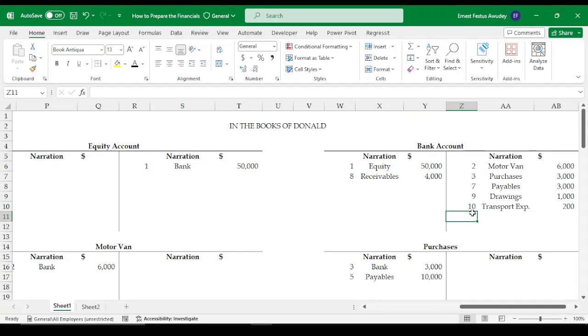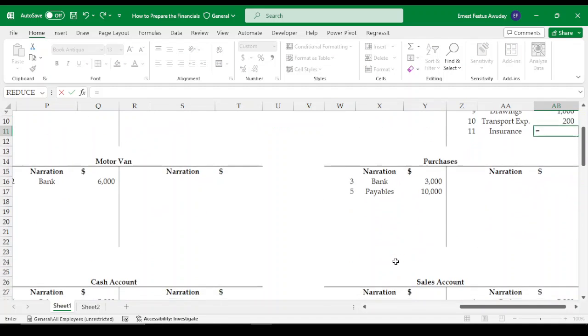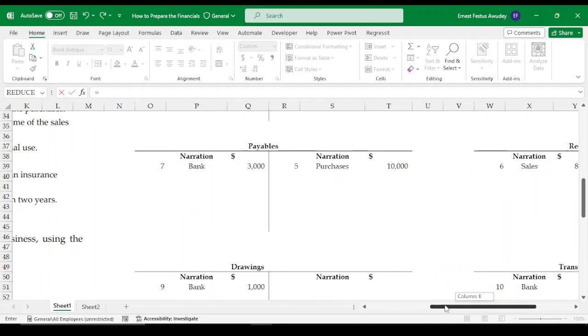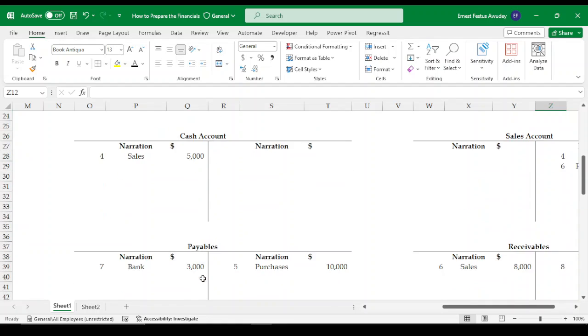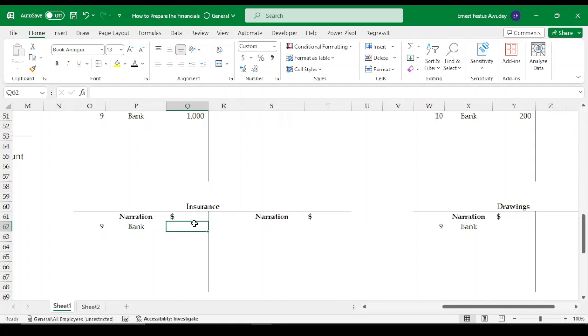Okay, so we know that we have opened an insurance account which has been debited in the name of bank. So I'll come to our bank accounts column here, and then I'm going to write my insurance. Remember, the insurance was debited, therefore our bank account which we are using to pay for the insurance is going to be credited. So I'll come here and reference this particular insurance amount, which I'm here to enter. So I'll just come here and enter my insurance amount, which is 1,500 right there.